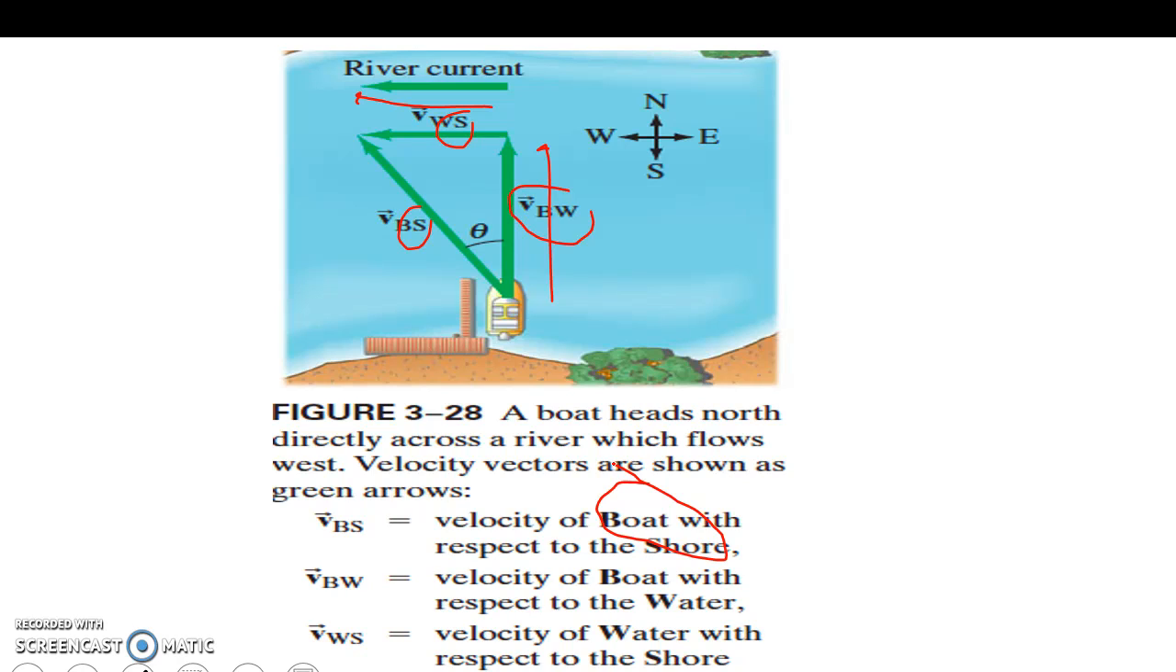But in the end, without looking at designations, the boat wants to go this direction, but the river's pulling it this direction. So this is going to be my resultant velocity. Again, it's just vector addition in the end of the day.